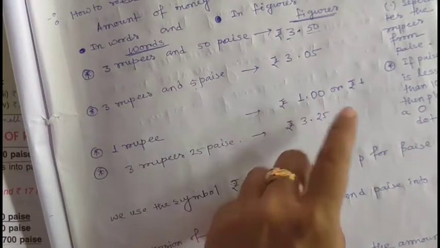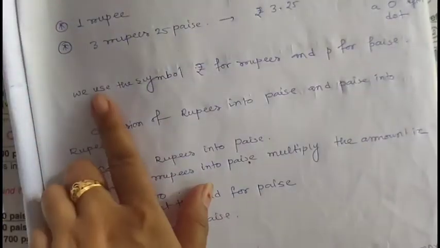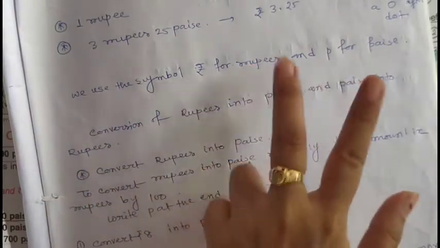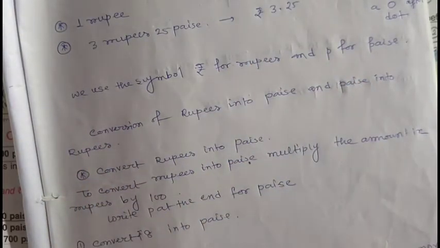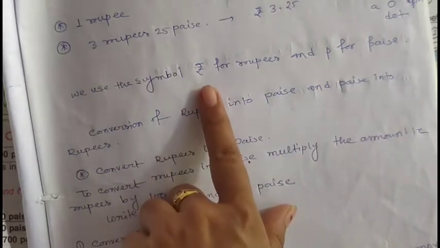in words. Okay, next we use this symbol for rupees and p for paise. Okay, we can use this symbol for rupees and this for paise.